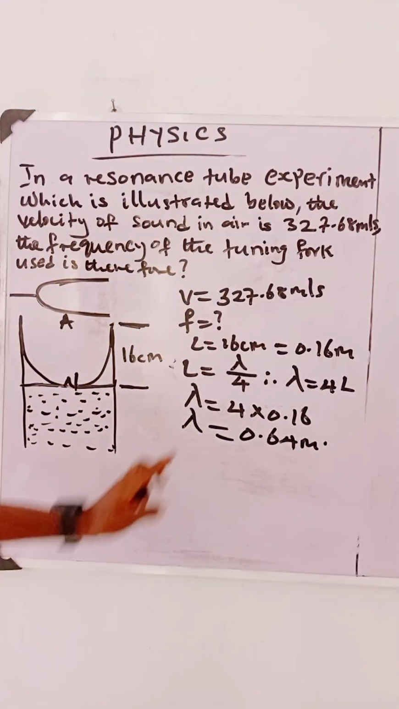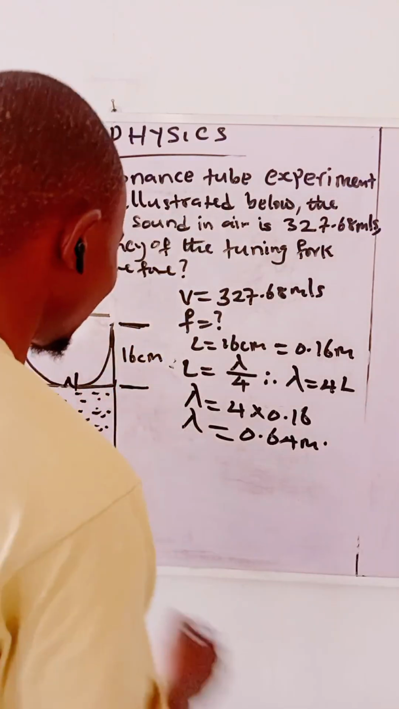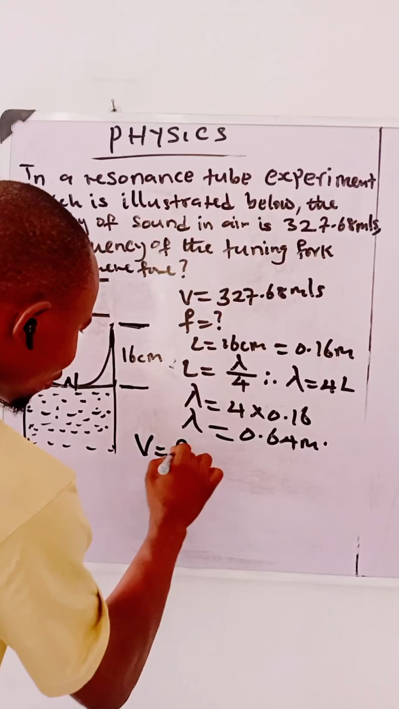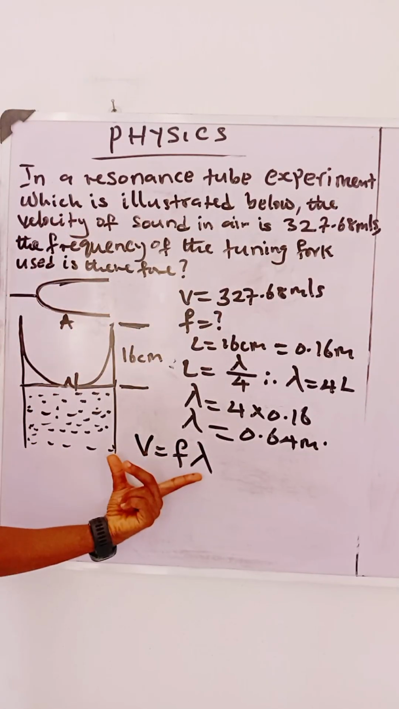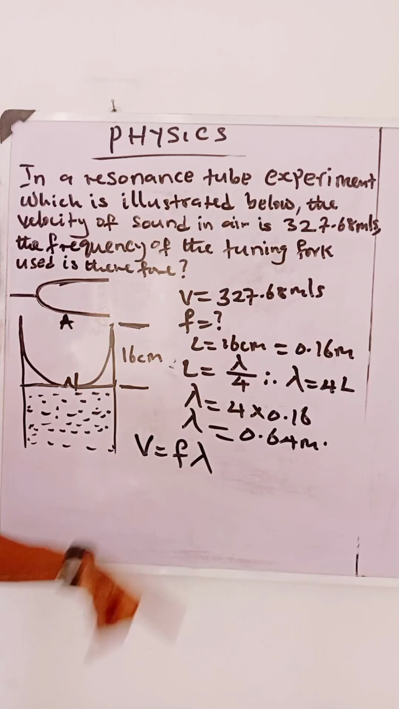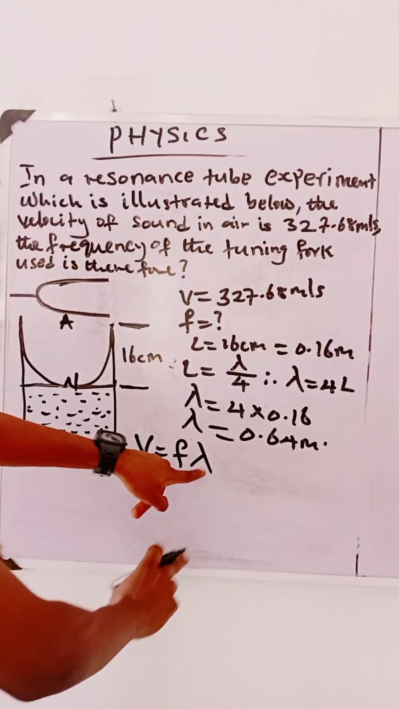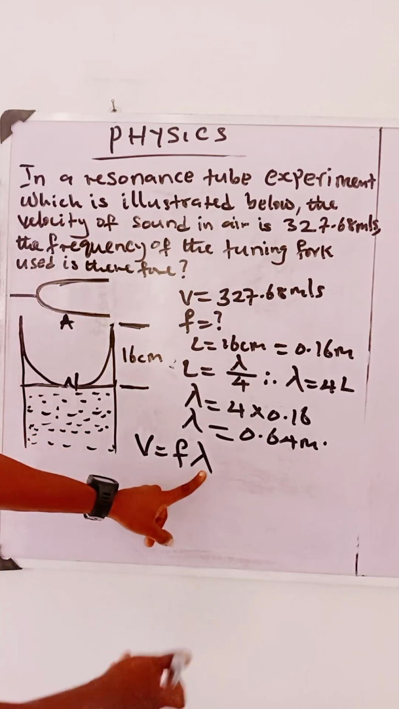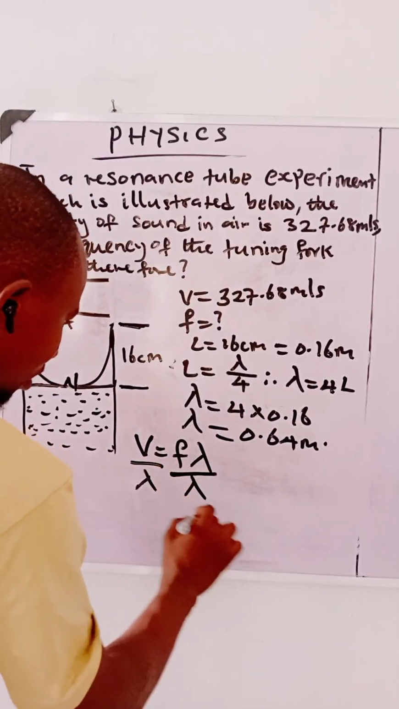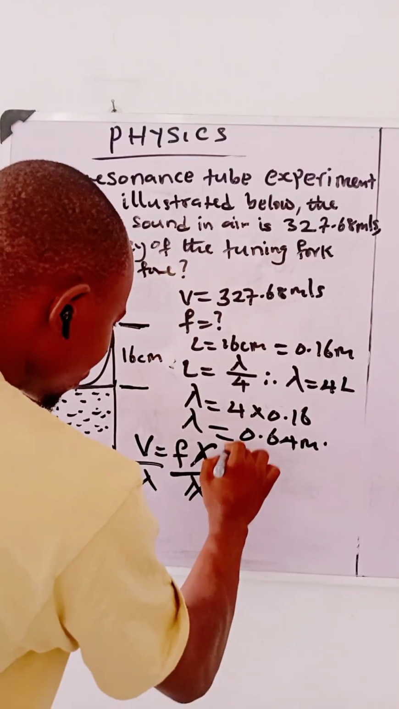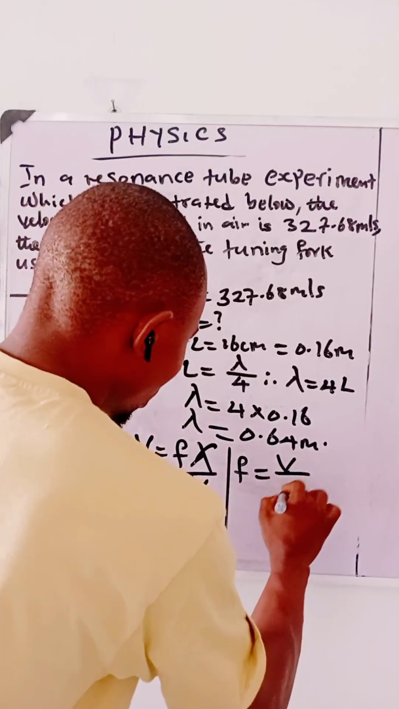Now they asked us to find frequency. The reason why we solved for wavelength is because we are going to use it in the next relationship: v is equal to f lambda. This is the common wave equation. Now we know our v, and we know our lambda, which is the wavelength, then we have to find f. So I'll divide both sides by lambda, which will cancel it. So f is equal to v over lambda.